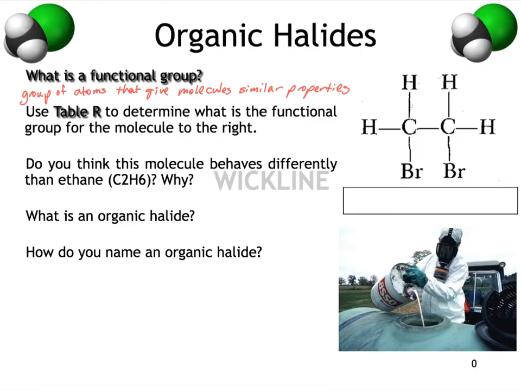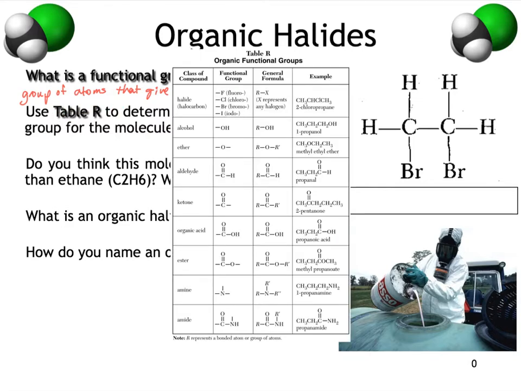So you just learned that a functional group is a group of atoms that give molecules similar properties. And the first one we're going to study on this slide is organic halides. I'll show you an excerpt from Table R to introduce that. So this is what you'll see when you look at Table R, and the organic halides are the first one listed. They have attachments such as fluorine, chlorine, bromine, or iodine. So you can see that these two bromines in this molecule are going to make this molecule belong to the organic halide functional group.